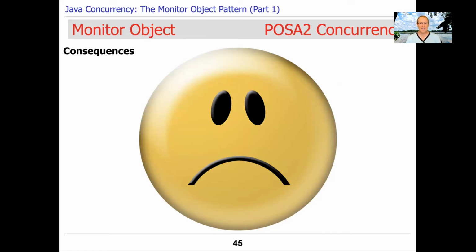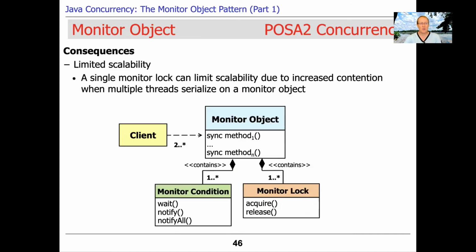Of course, as I always like to say, not everything is unicorns and rainbows, so there are some downsides. One of the key limitations with this particular pattern is you may end up with limited scalability. For example, if you have a monitor object implemented with a classic single monitor lock variant, then you'll have lots of contention when multiple threads go to synchronize or serialize on that monitor object, because they're all contending for that one and only lock. So if you have a single monitor lock that protects the whole thing and it doesn't differentiate between reading and writing, or doing things at one end or the other end, that can become a bottleneck.